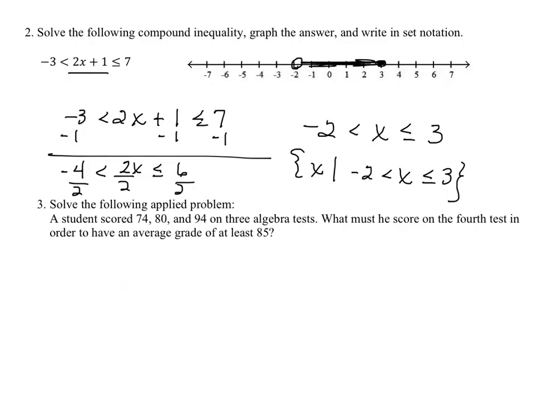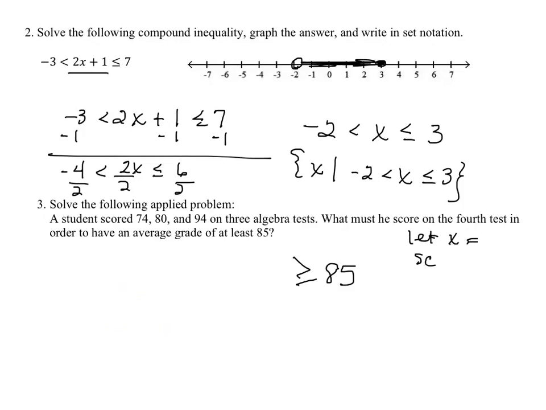Done. And of course, we have to have a little mini application in here because they're so fun. A student scored 74, 80, 94 on 3 algebra tests. What must he score on the 4th test in order to have an average grade of at least an 85? At least means I want to be greater than or equal to 85. So how do we average things?